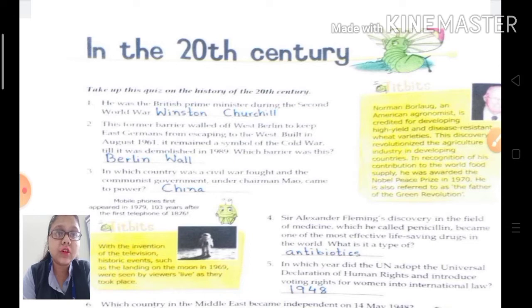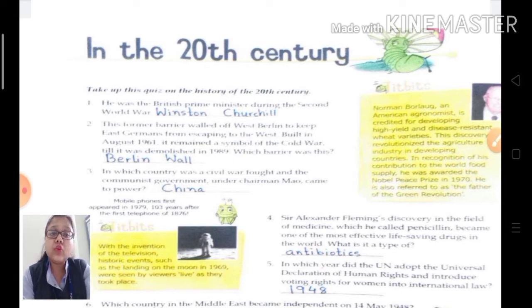See, number 1 is written here. He was the British Prime Minister during the Second World War. So who was the British Prime Minister during the Second World War? Now, what was the year of the Second World War? It is 1939 to 1945.